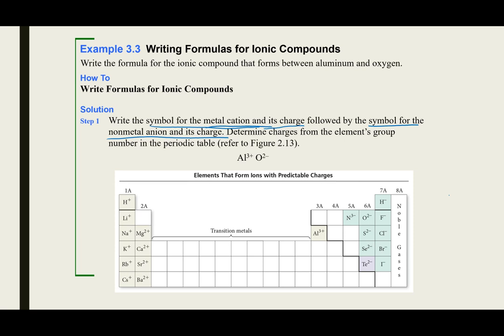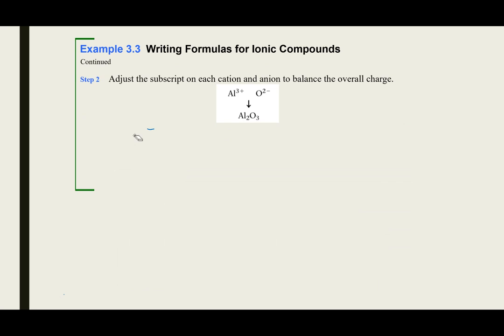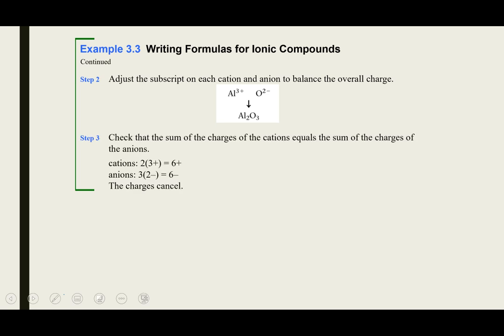So remember that pattern where group 15 is a -3, group 16 is a -2, and group 17 is a -1. And then you're going to just balance the charges, basically. Look for a common multiple. So aluminum is a +3, oxygen's a -2. So the common multiple will be 6. To get to a +6, I need 2 aluminums. To get to a -6, I need 3 oxygens. And so that would be my formula. And you can see that the charges would cancel.